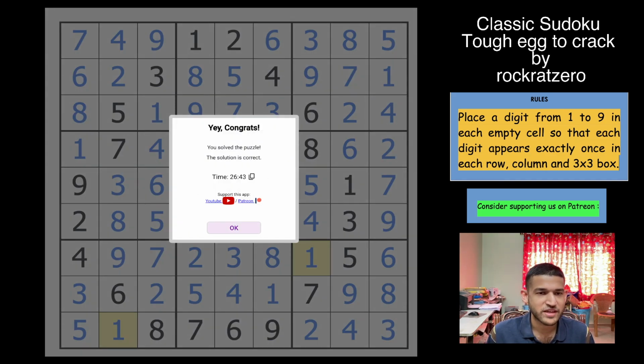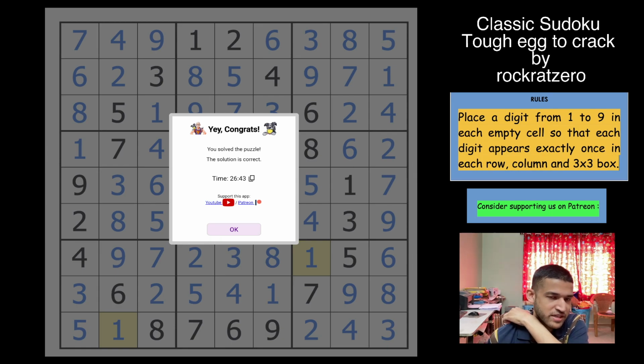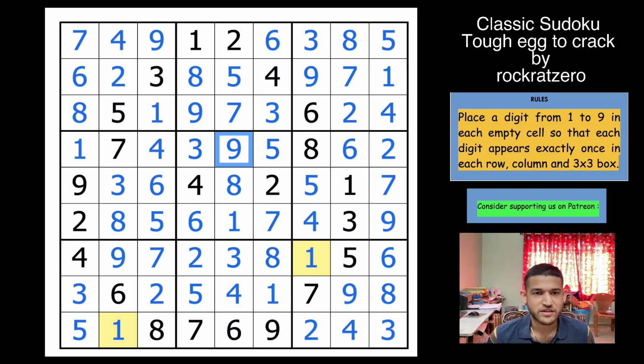That's really beautiful. It took me about 25 minutes, you can say, barring the introduction, to solve this Sudoku, but a really wonderful one. Wonderful Sudoku.